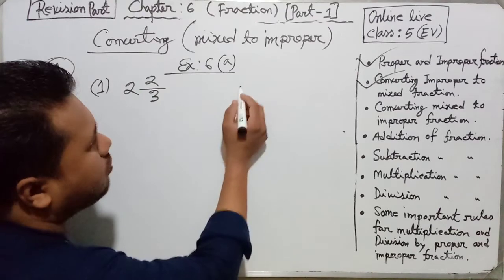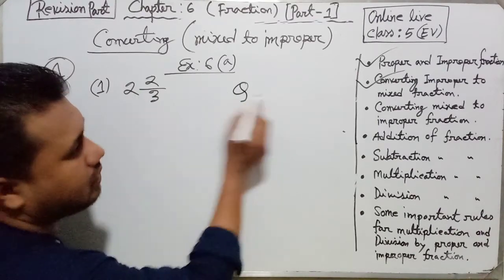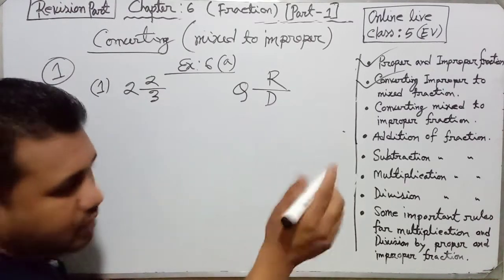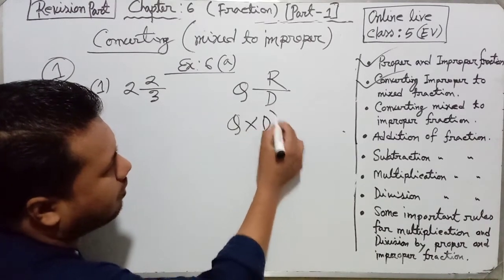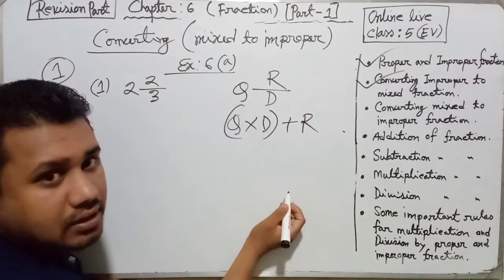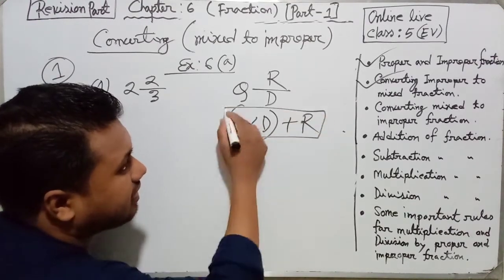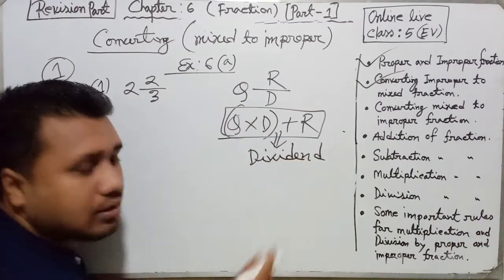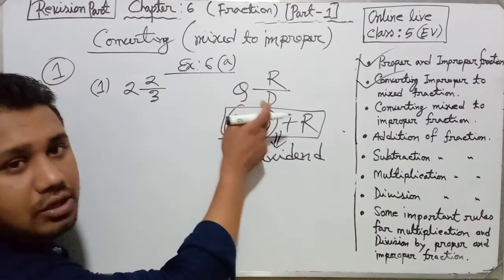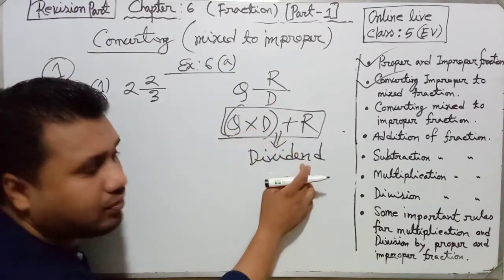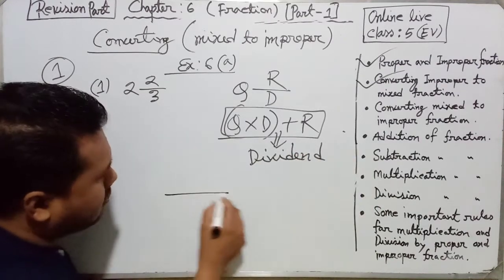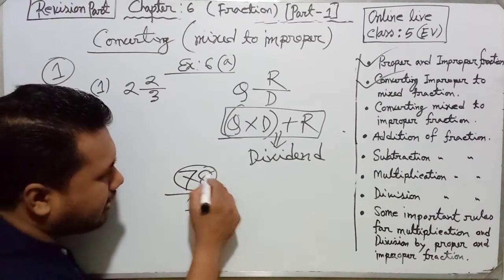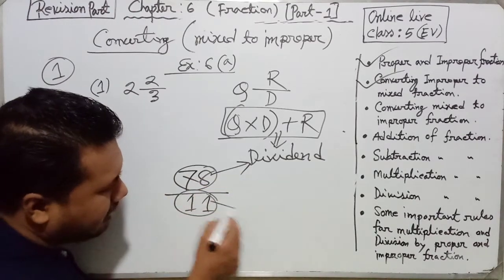Now just look, this one, this is our quotient, this is remainder, and this 3, this is our divisor. And we know quotient into divisor plus remainder. This indicates our dividend. Here, dear students, quotient into divisor plus remainder. This is the formula of dividend. And look, dear students, suppose 78 by 11. Now, this 78 indicates dividend, and this 11 indicates divisor.